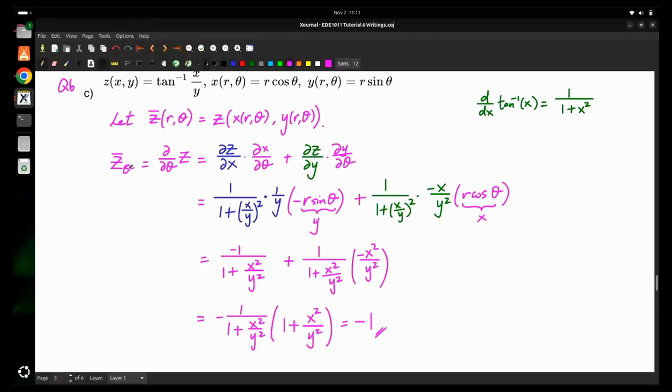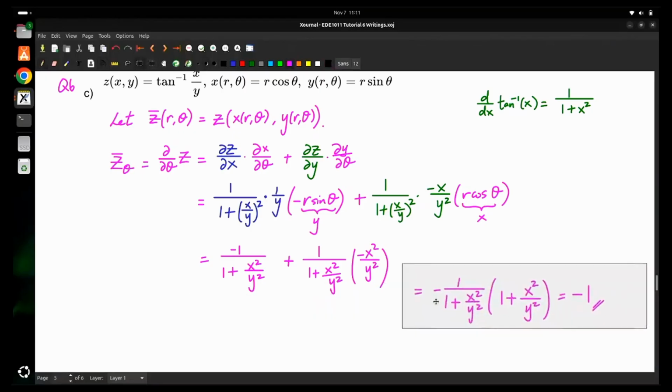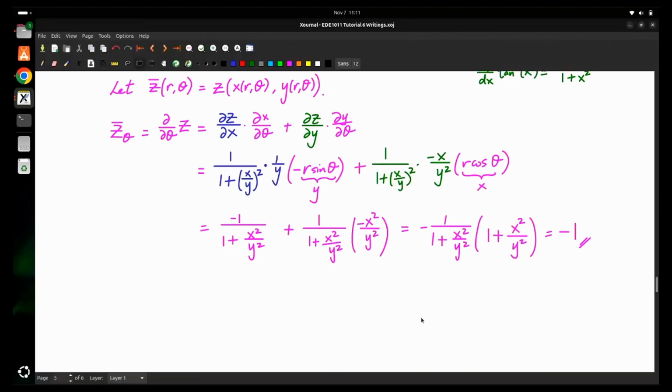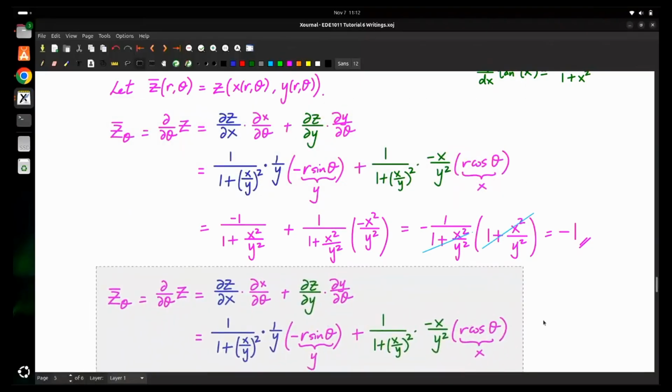So we can also do z bar sub r. So z bar sub r, right, no need to redo everything. Why? This and this will cancel. The denominator here will cancel this one, and this one can cancel with this one. So for z bar sub r, you don't need to redo everything. You just need to redo the part for the del x del r part.